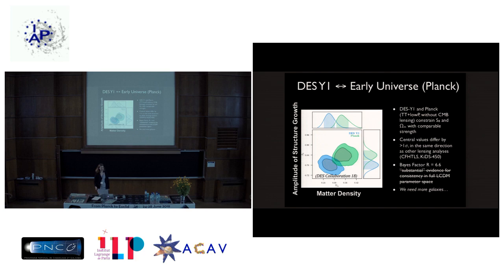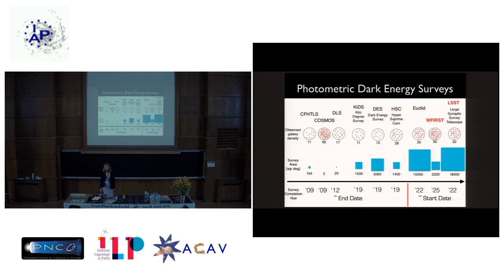And that brings me to our preparations for WFIRST and LSST, two surveys with very different survey strategies. For WFIRST, I will focus on the high latitude survey, imaging of about 2,000 square degrees to very high depths, about 50 galaxies per square arcminute, versus LSST, 18,000 or 20,000 square degrees with something of order 30 galaxies per square arcminute.